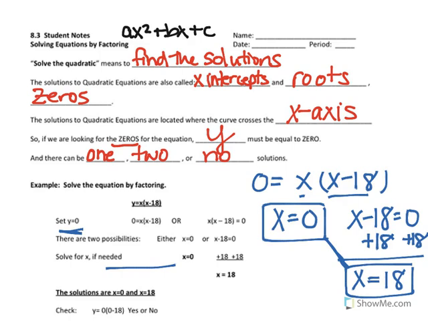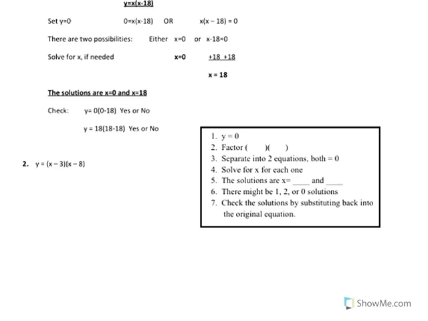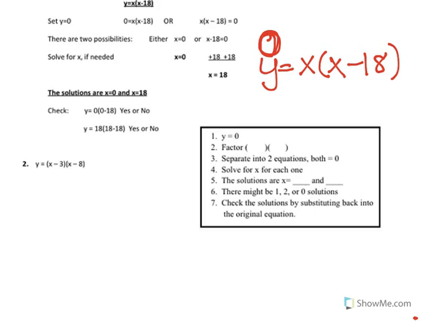Now, it shows us here that we can check our work by plugging our solutions back into the original equation. So let's go down here and try it. You can see here on the notes, remember our original equation was y equals x times x minus 18. So what they're saying right here is we said one of the solutions was 0, and we want y to be 0. Remember, that's where the solutions occur. So we're going to plug it back in.